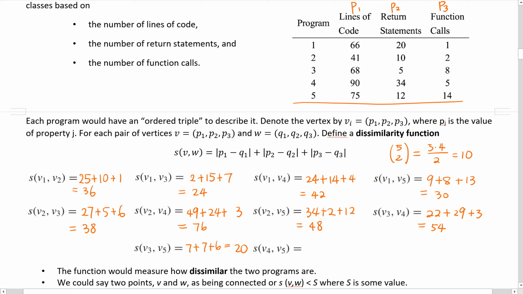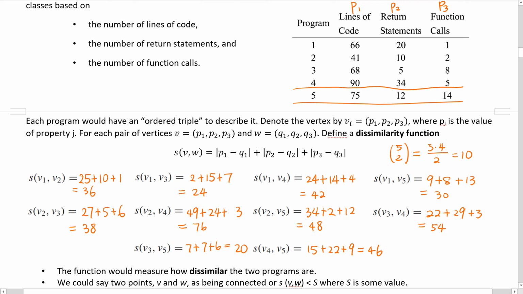Okay, finally, vertex 4 and vertex 5. 90 minus 75, 15. 34 minus 12, that's 22. And then 14 minus 5, 9. This is 37. So 46.